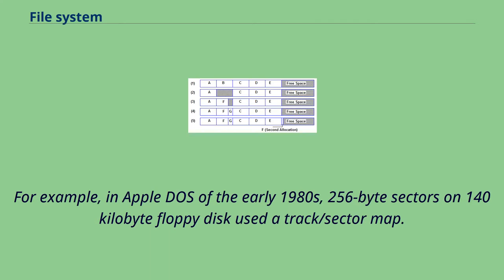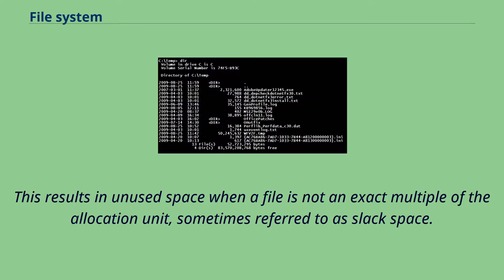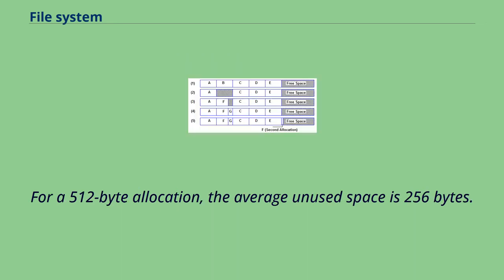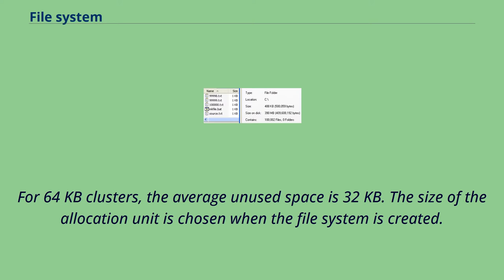For example, in Apple DOS of the early 1980s, 256-byte sectors on 140-kilobyte floppy disk used a track/sector map. This results in unused space when a file is not an exact multiple of the allocation unit, sometimes referred to as slack space. For a 512-byte allocation, the average unused space is 256 bytes. For 64-kilobyte clusters, the average unused space is 32 kilobytes.